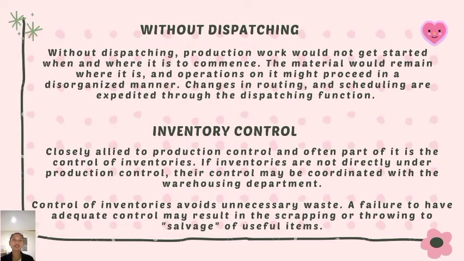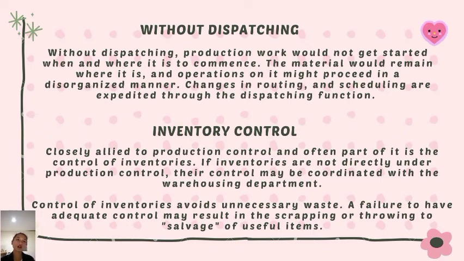And the next slide continues the steps of production control, which is without dispatching. Routing and scheduling are accelerated using the dispatching mechanism. Without dispatching, production would not begin when and where it should. The central production control organization unit receives reports from numerous places in the factory detailing the status of operations. And the last is inventory control.